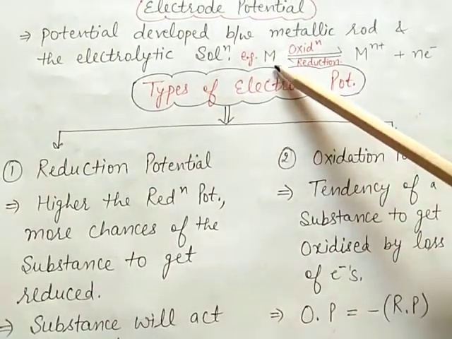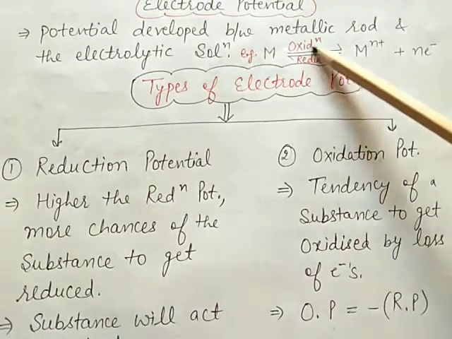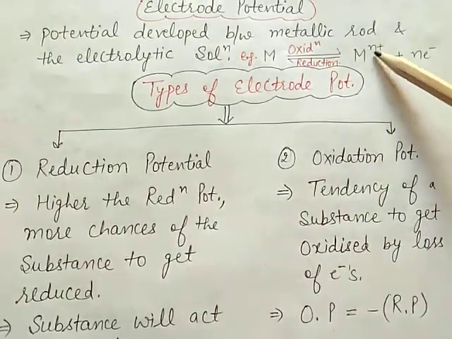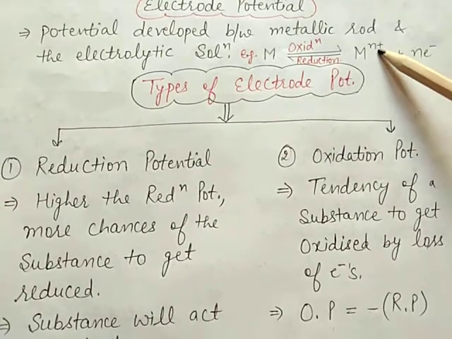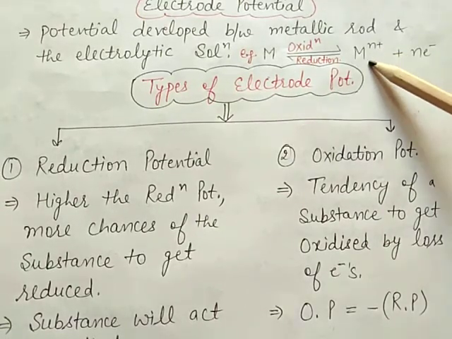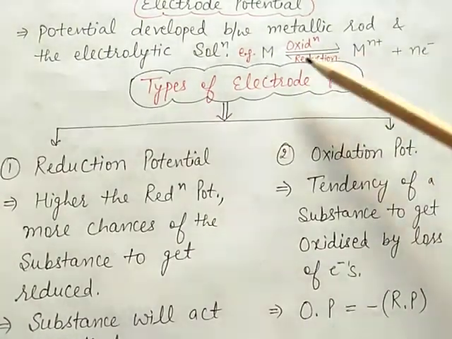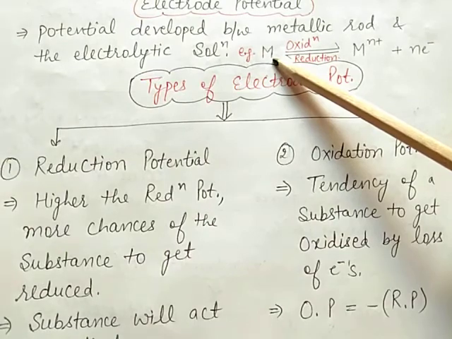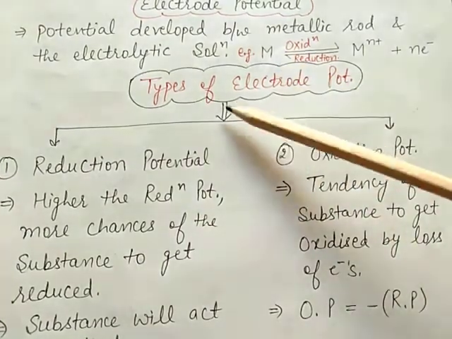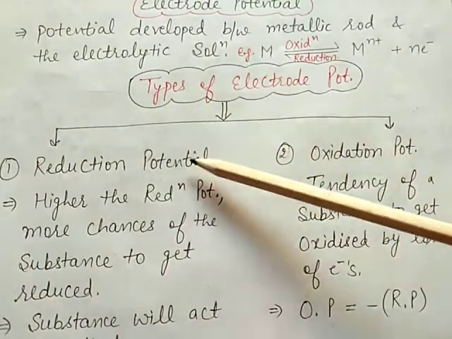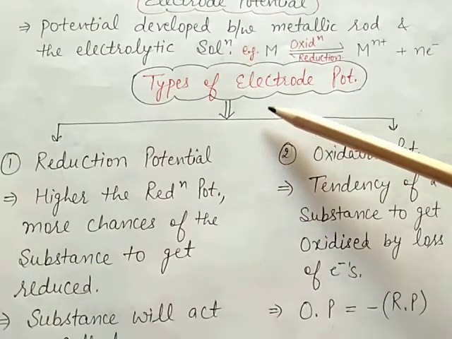This is the example, like metal M. On oxidation it will show Mn2 plus. It will lose the electrons and form a plus charge on the metal. But on reduction it will gain the electrons and form a neutral atom. The reduction potential and oxidation potential are the types of electrode potentials.